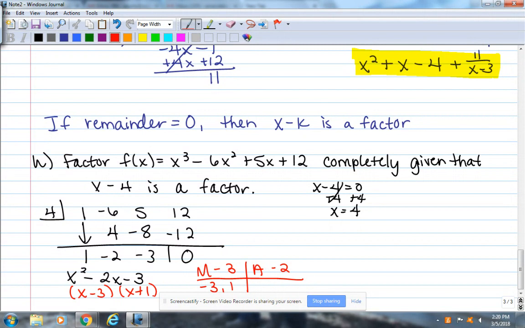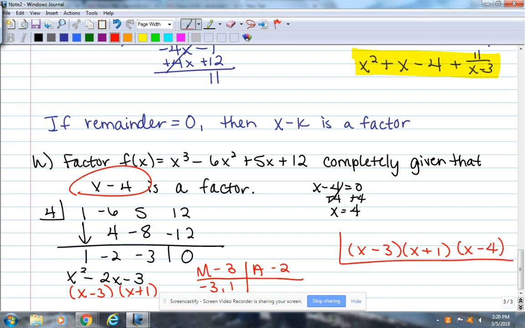So you're going to put all your factors together. We know it's x minus 3 and x plus 1. And also they gave me one to start with, didn't they? They gave me that one to start with, so include that one. So there's all my factors. That's my answer. So basically we're doing the same thing, except once we get our polynomial at the end, there should be no remainder, and we factor it.